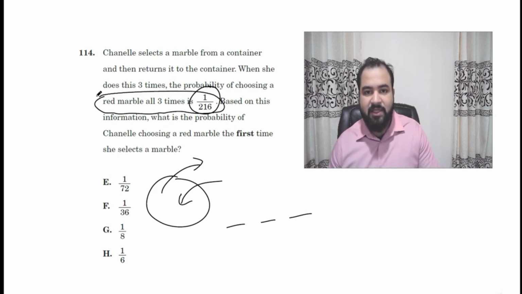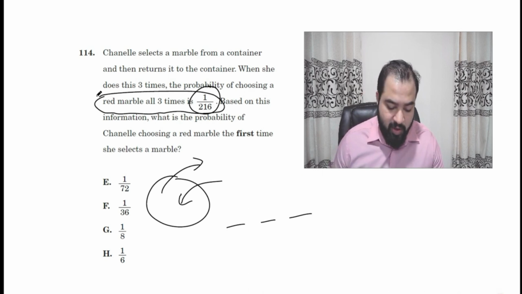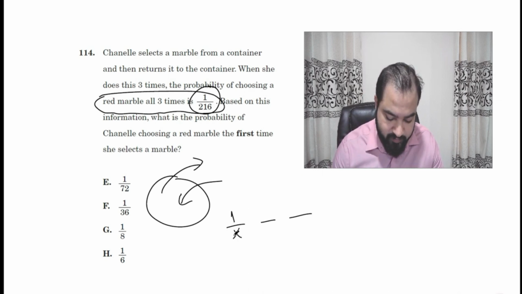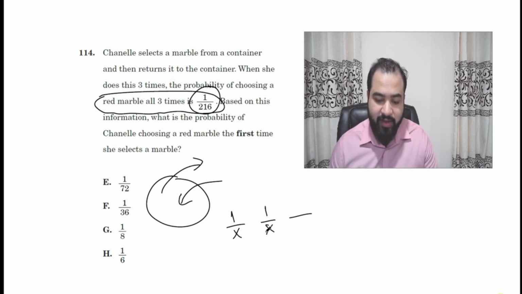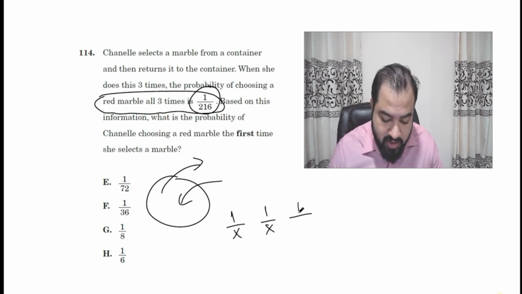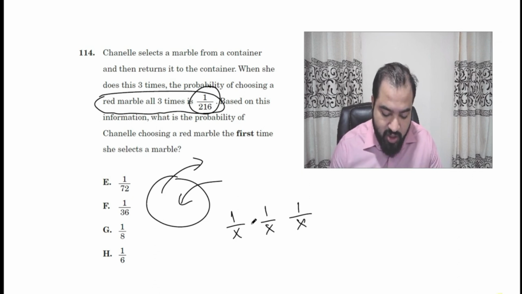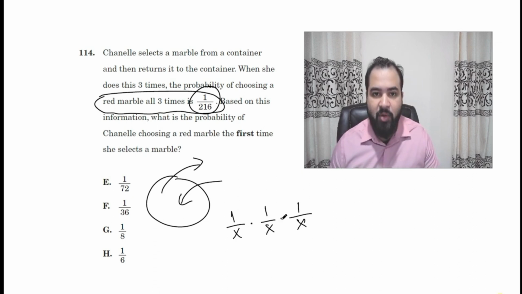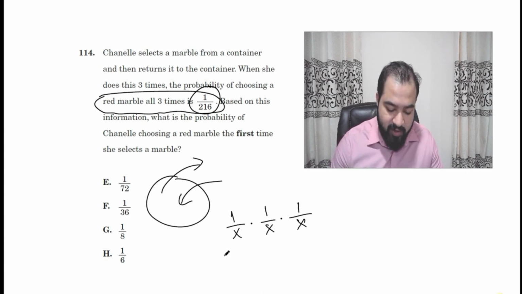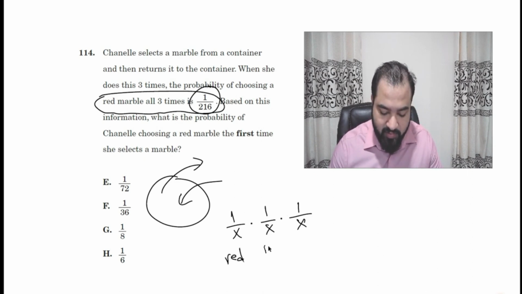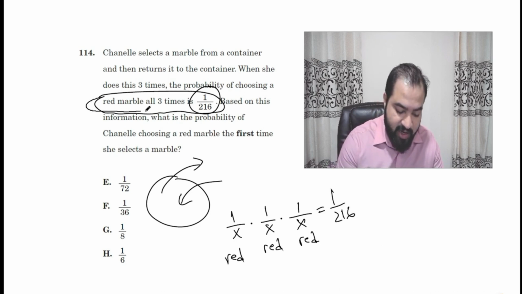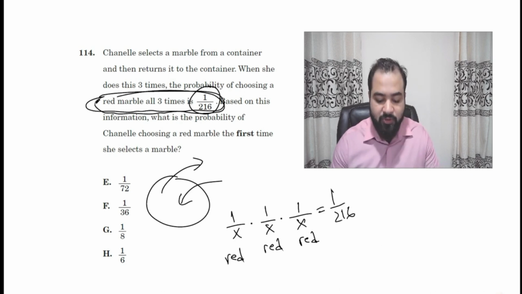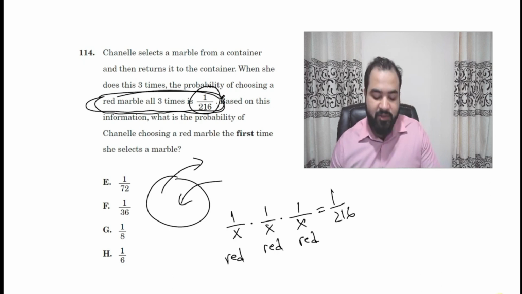Let's say the first time she selected a red marble was 1 out of x. Then again she selected another red marble, which is again 1 out of x. X is the total because we don't know what the total is. So she did it 3 times. Remember, I told you AND means multiplication. The probability of getting red the first time is 1 out of x, red again is 1 out of x, red again is 1 out of x, and that equals 1 out of 216. The probability of choosing a red marble all 3 times was 1 out of 216.